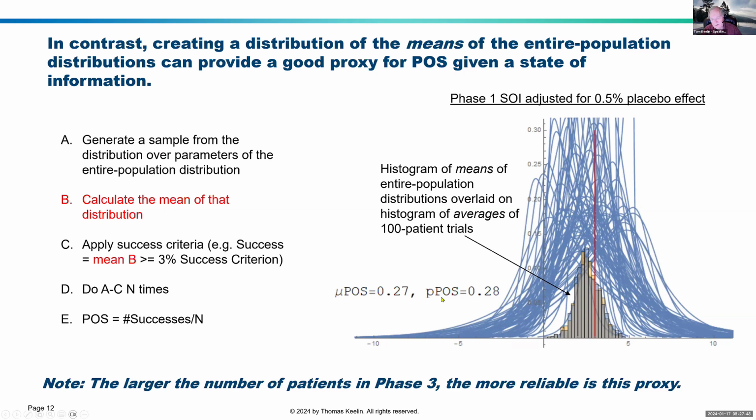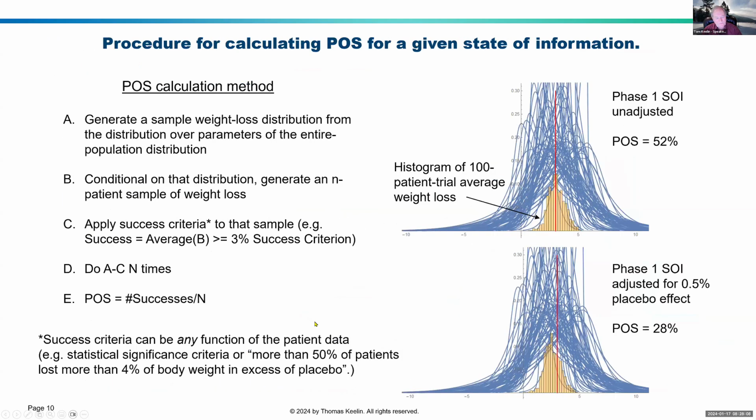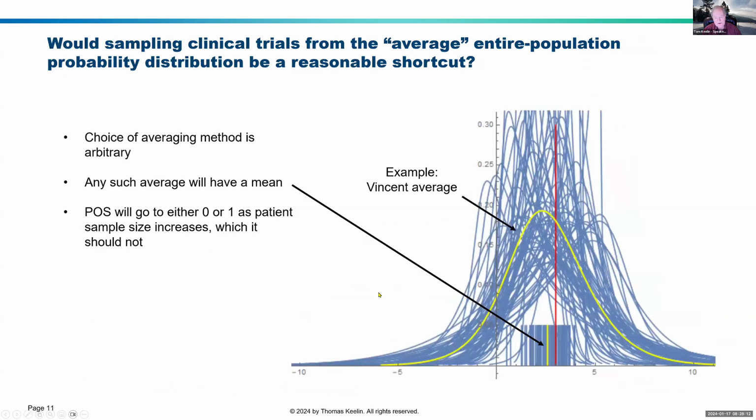And it's 28%, which is a very, very similar number, obviously, if we did the entire sampling of all the patients. So basically, if you're using this kind of success criteria, the larger number of patients in phase 3, the more reliable is this proxy. However, the basic way to do it is to just do this, as I've discussed.